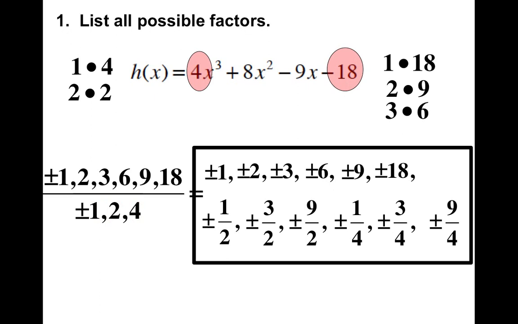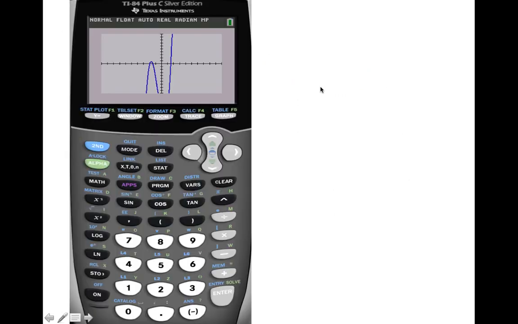All right, once you have all of the possible factors, you might be wondering, what is the point of this? If I was to type this equation into my calculator and graph it, this is what the graph is going to look like. We are looking for what the x-intercepts are. So when we're listing this, these are just the possible x-intercepts. So notice it's kind of hard to tell where the graph is going through the x-axis.